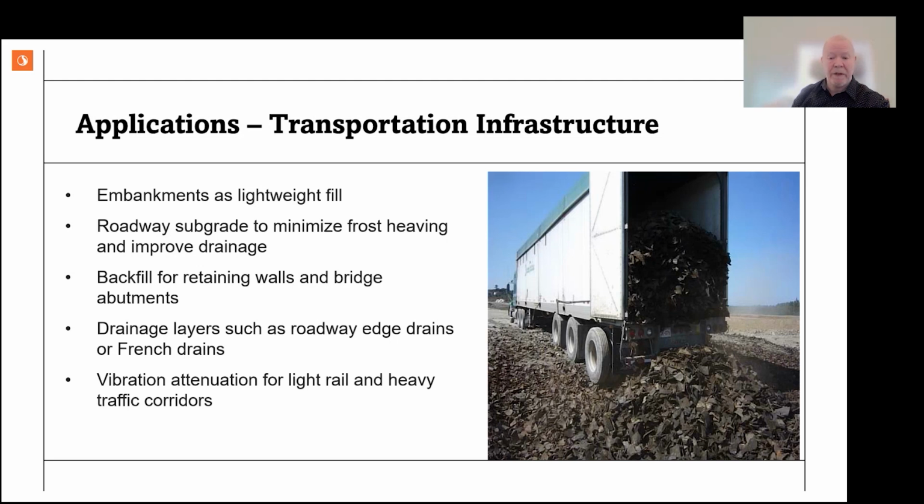Behind retaining walls and bridge abutments, the lower density reduces earth pressures, while its permeability helps prevent water buildup. Because it's highly permeable, TDA also works well in drainage layers, such as edge drains or French drains. And in some rail or light rail environments or heavy traffic corridors, TDA's flexibility can also help absorb vibrations.